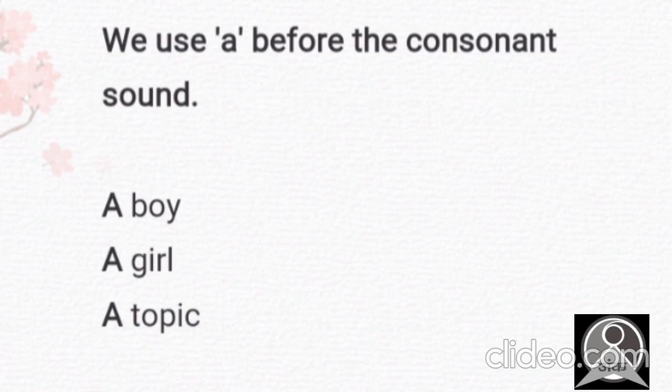If I'm saying boy, it's starting with the letter B. B is a consonant, so a boy. If I'm saying girl, it's starting with G, which is also a consonant, because of which we are putting a before this word. If I'm saying topic, T is again a consonant, and because of which we are putting a before this word. I hope this is clear to all of you. And one more thing, you don't have to be confused with these things. What matters the most is the sound.